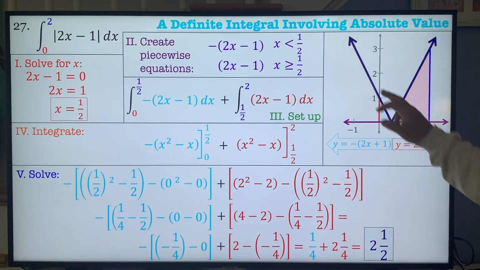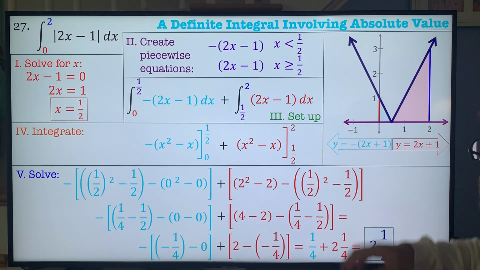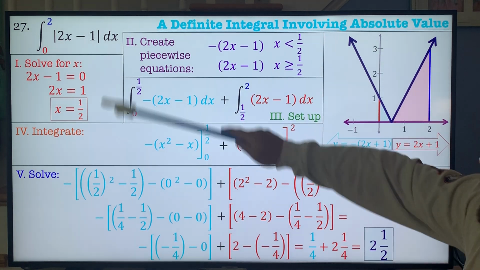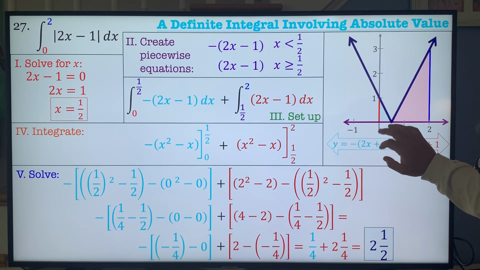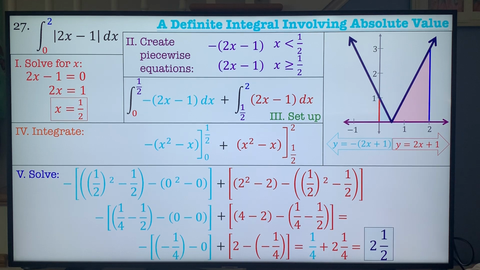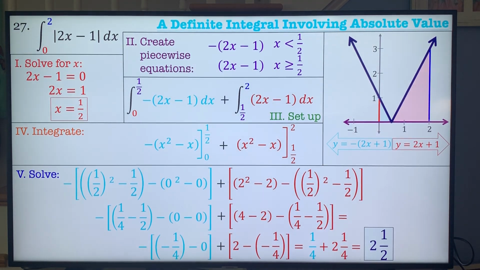The downward part is the first part, and then when it goes back up is the second part. Got it? Because normally, if it wasn't an absolute value, this graph would continue down, and you'd have this top piece shaded, which is negative, but in this case, it's positive. Hopefully that explains it a little bit better.